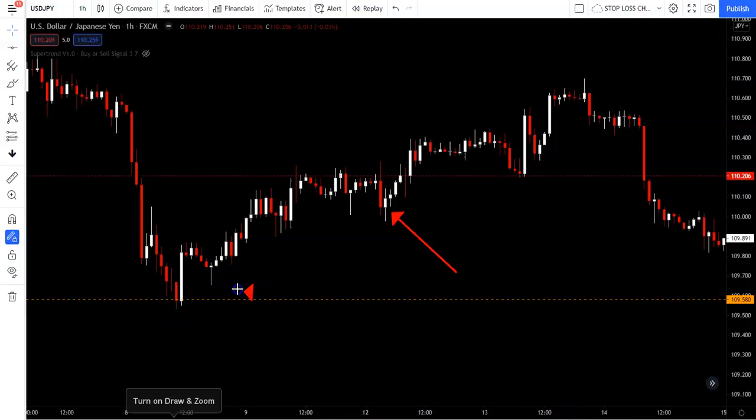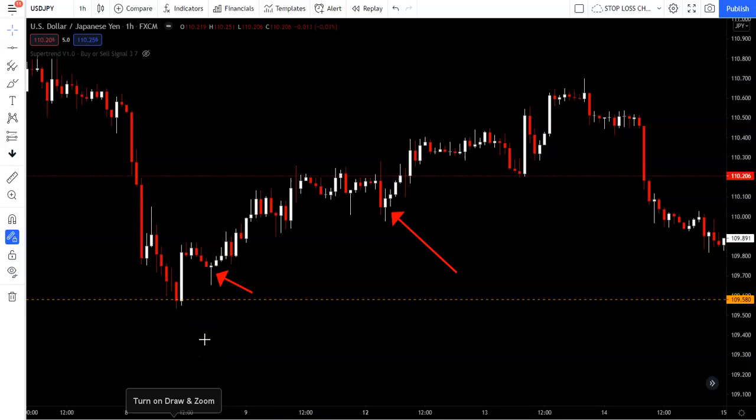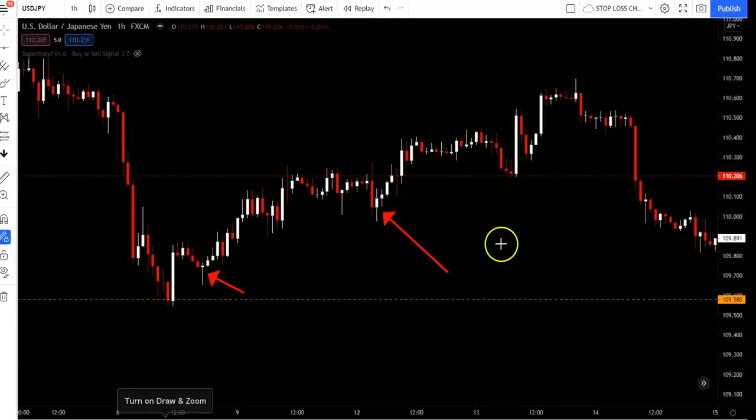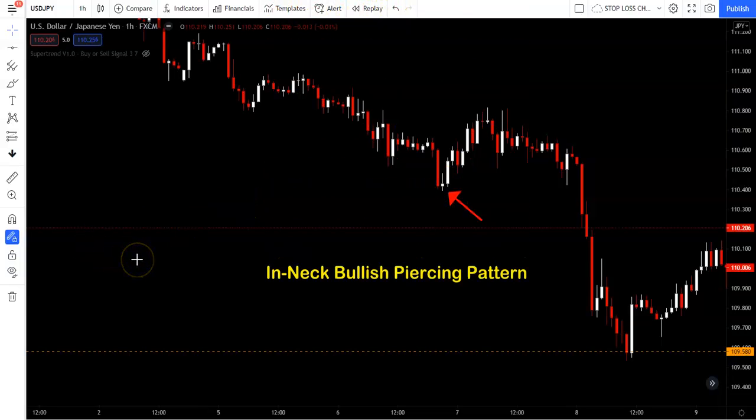We actually have one here too. So you do find them. We have one here as well. With that one, it did close above the closing price of the previous bearish candle, so that one would be the in neck as well. And here's another one that we are seeing. Boom. The charts most definitely are full of those. We do have another in neck there, which is wonderful. Let's continue.